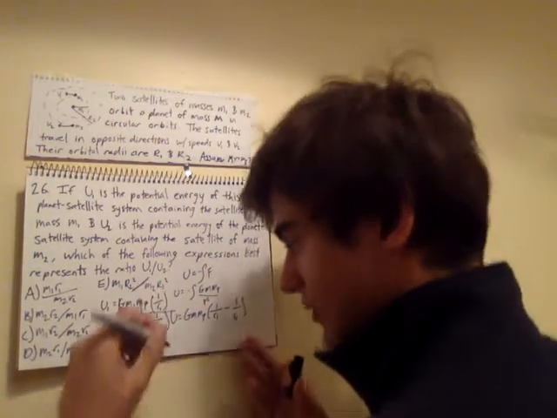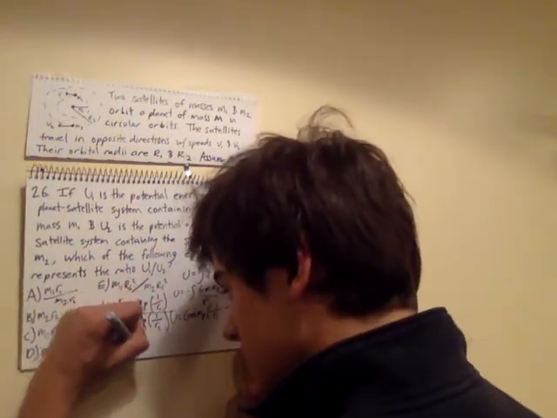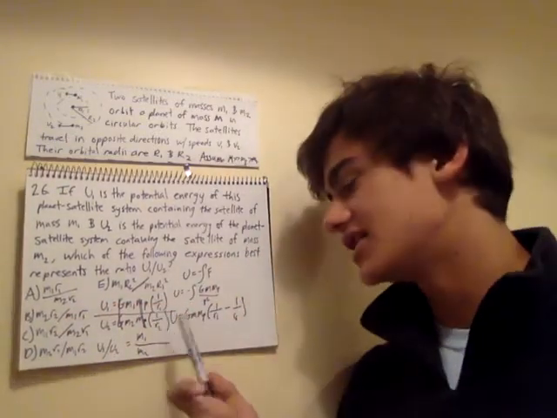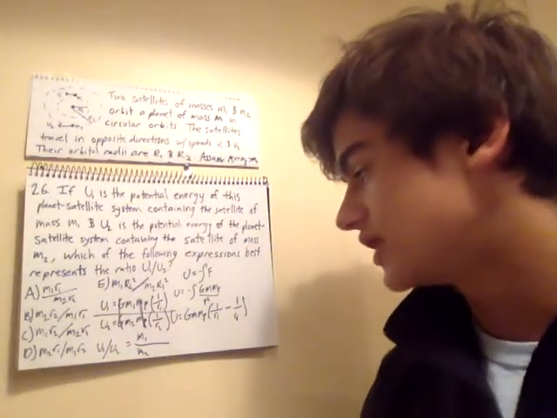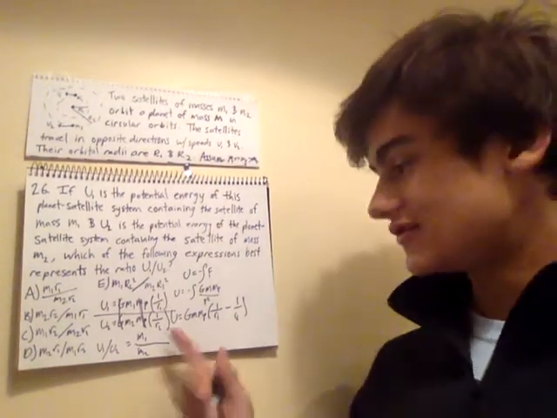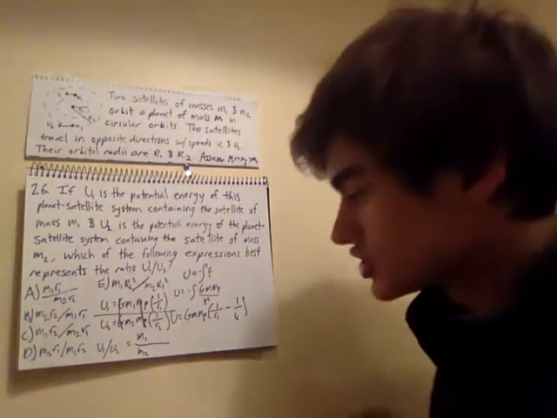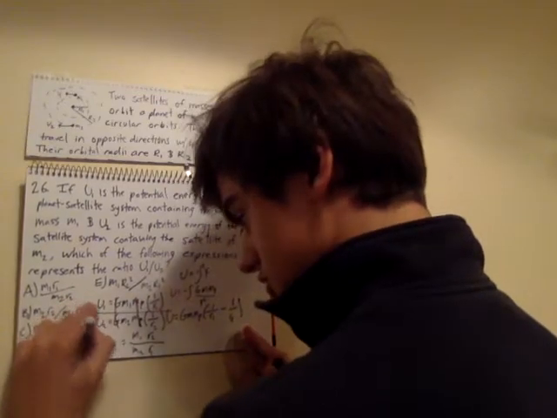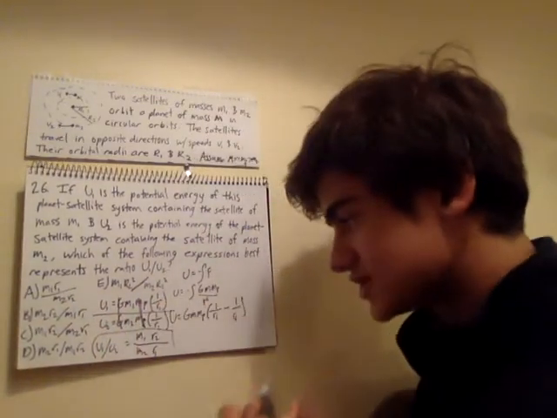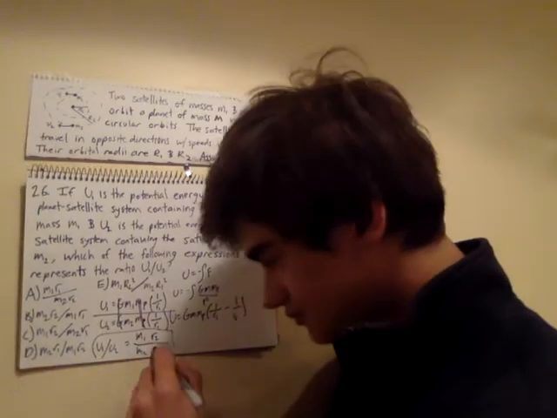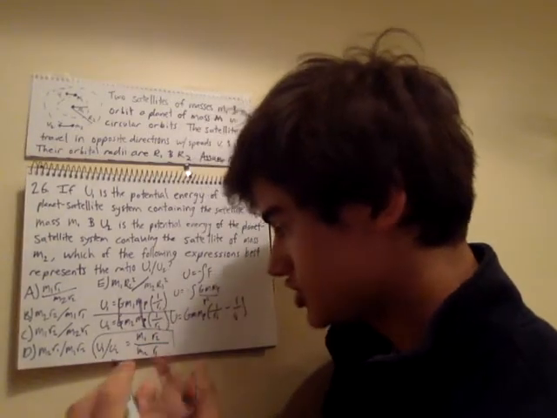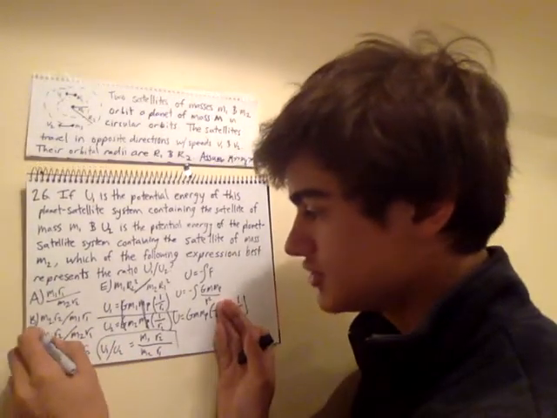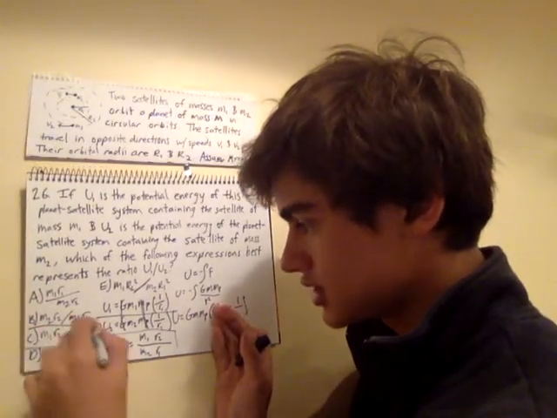so we're going to have our M1 on the top, M2 on the bottom, and then let's look what happens when we divide these. So 1 over R1 divided by 1 over R2. Instead of dividing, here we can multiply the reciprocal, so it's going to become R2 over R1. We're going to get that little switcheroo, and that switcheroo gives us our answer. So M1 R2 over M2 R1 is going to give us C, and that is our answer.